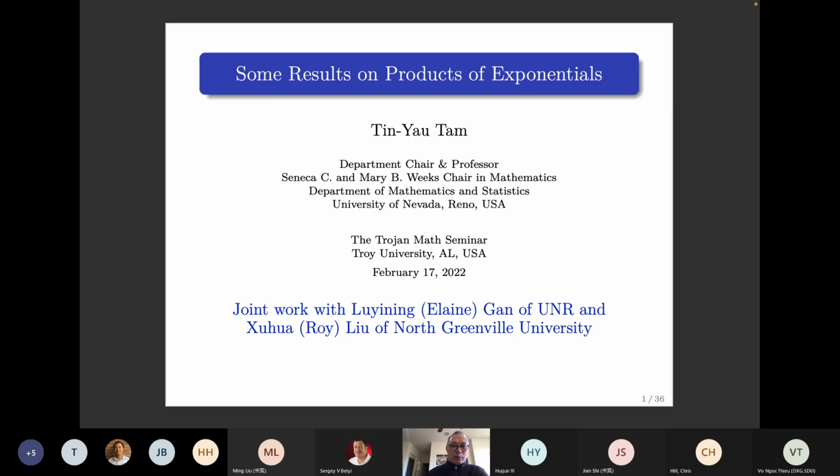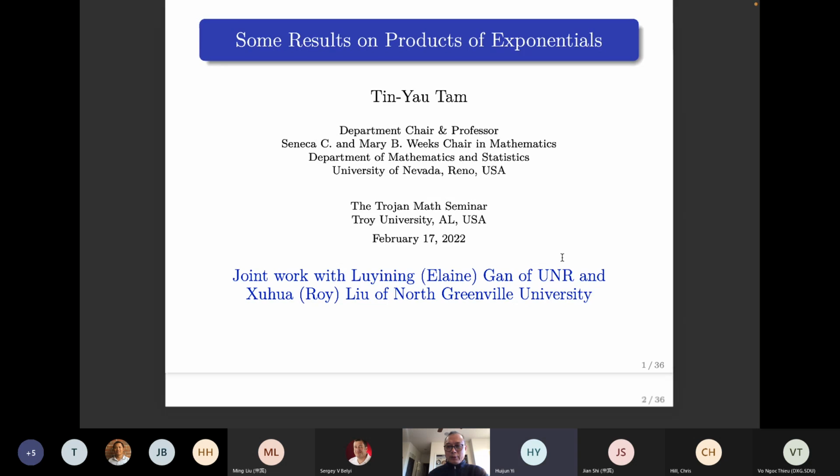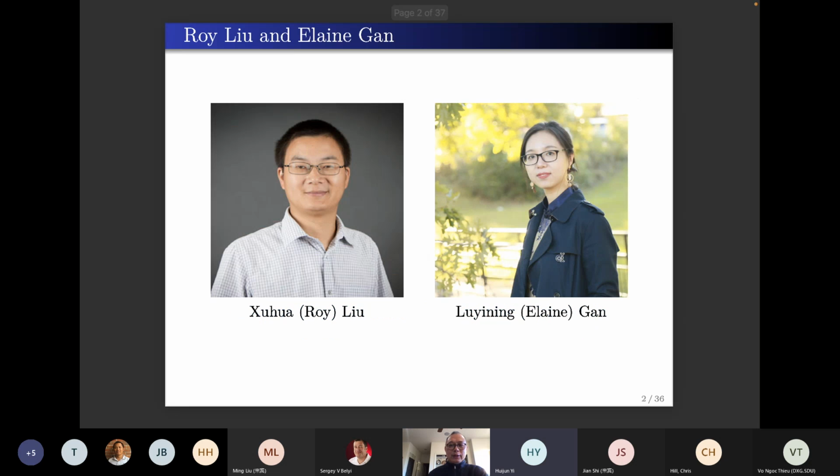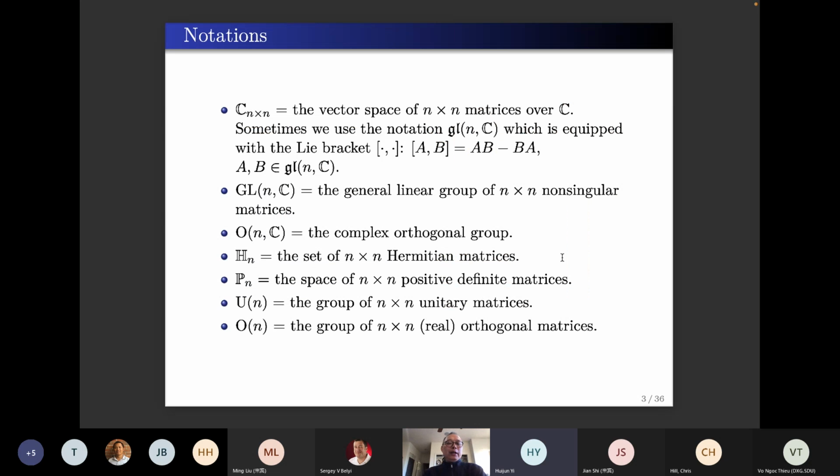So as I said, I want to introduce them. Okay, this is Roy Liu, the left one. The right one is Elaine. All right. So let me introduce some notations.